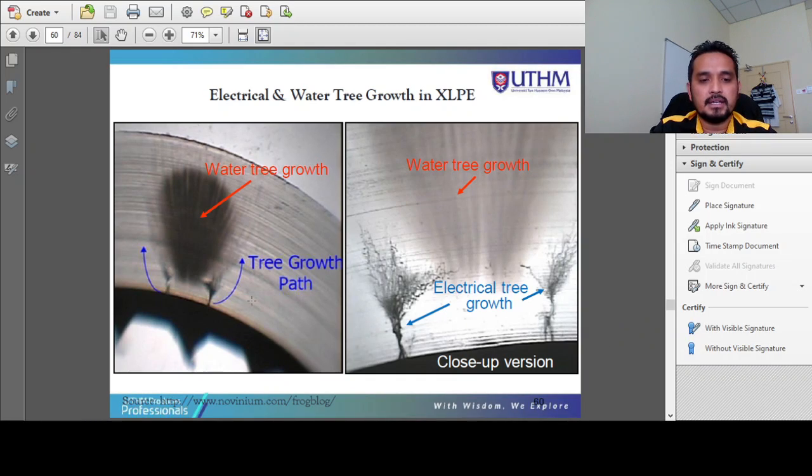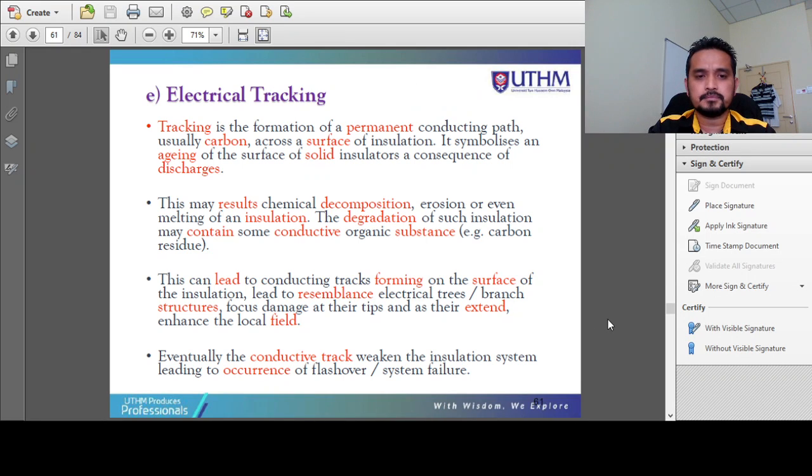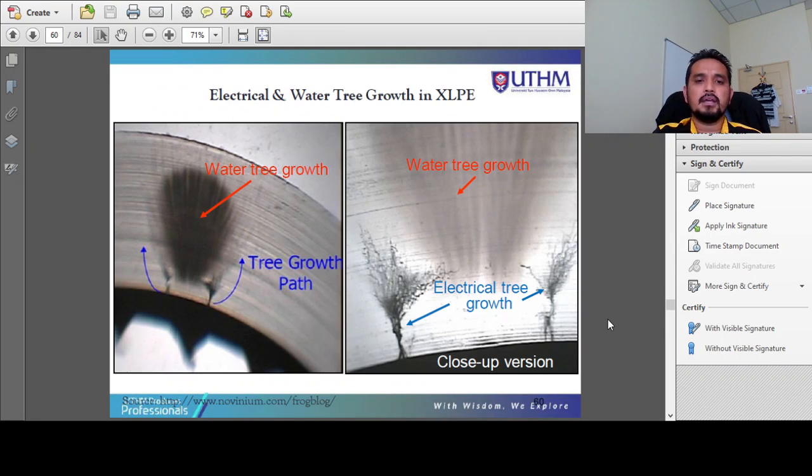These are again examples in close-up version. We have, on the surface of maybe a glass insulator, a tree growth path, and we have two, and at some point they will merge and become bigger. That is about water treeing in XLPE cable, about water treeing in the solid dielectric.